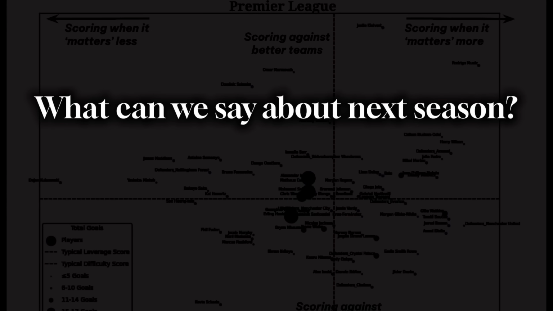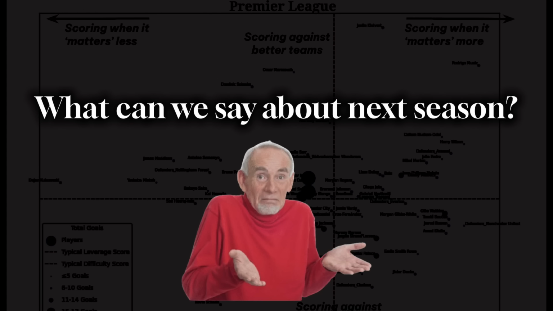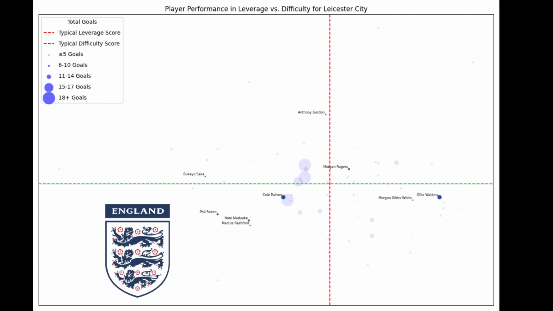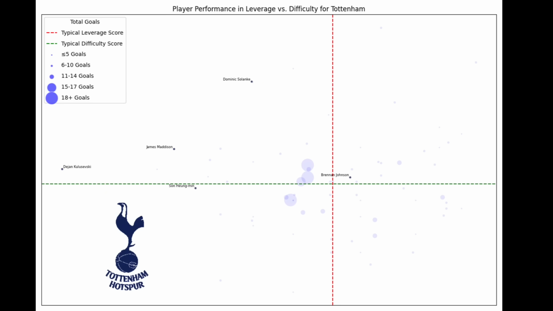Now, what can we say about next season? Do I know if this data will predict the future? No, and I don't believe it should. But it's remarkable that for the England team in the 2024 Euros, arguably the most important goal of their tournament was scored by Ollie Watkins. And for Tottenham in this season's Europa League, their cup-winning goal was scored by Brennan Johnson.